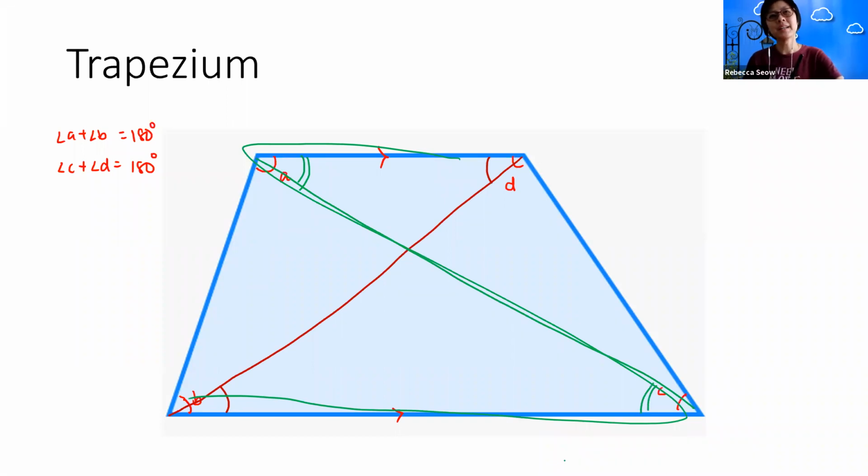So that's all for the properties of triangles and quadrilaterals. I hope that you will have a better understanding of this topic and be able to handle questions from it.